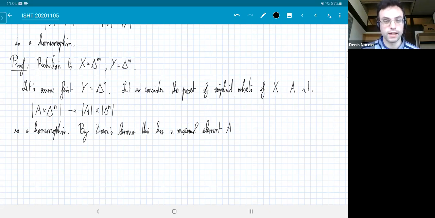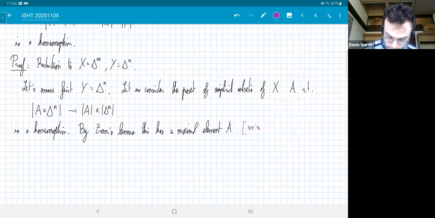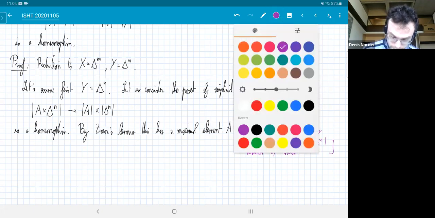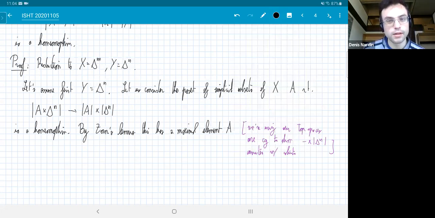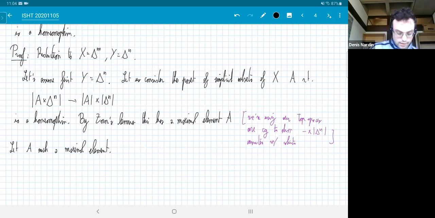And here is where I'm using the fact that we're working in compactly generated spaces. We are using compactly generated spaces to show that the product with delta n commutes with colimits. But that's a minor point, just for the sake of being precise. So let A be such a maximal element. If A is X, we won. Yay, that was easy.